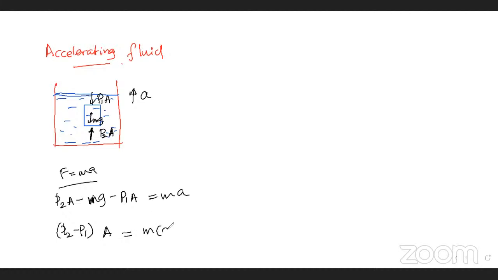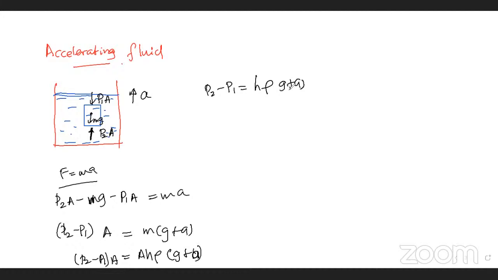That will be taken to the side: mg plus ma. So this m you can write as A h rho, so A h rho times (g plus a) is equal to P2 minus P1. The A cancels. That P2 minus P1 is the pressure difference between the top and bottom faces of the body immersed in the liquid, which you can write as rho h (g plus a). This is the pressure difference between these two points.